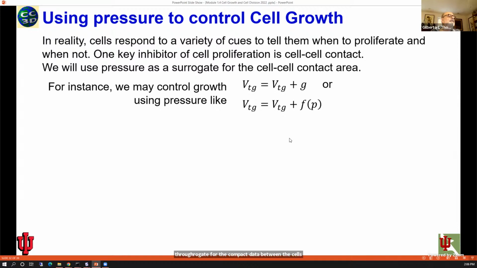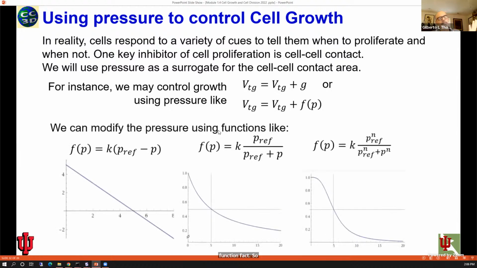So we can say now that the target volume grows as a constant value, as it has been so far, that's 25 every 500 Monte Carlo steps, or we can use it as a function of pressure to increase the target volume, like that. Here is a constant factor, here is a function factor of growth. So we can choose lots of different ways to implement this function here.